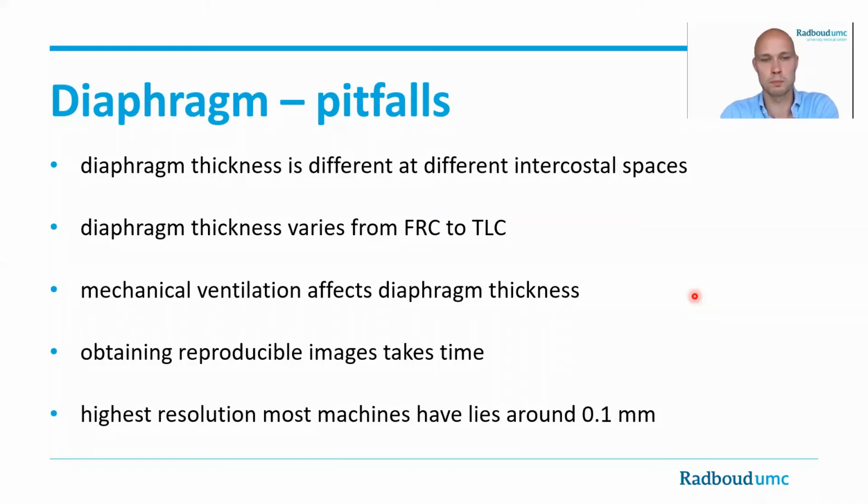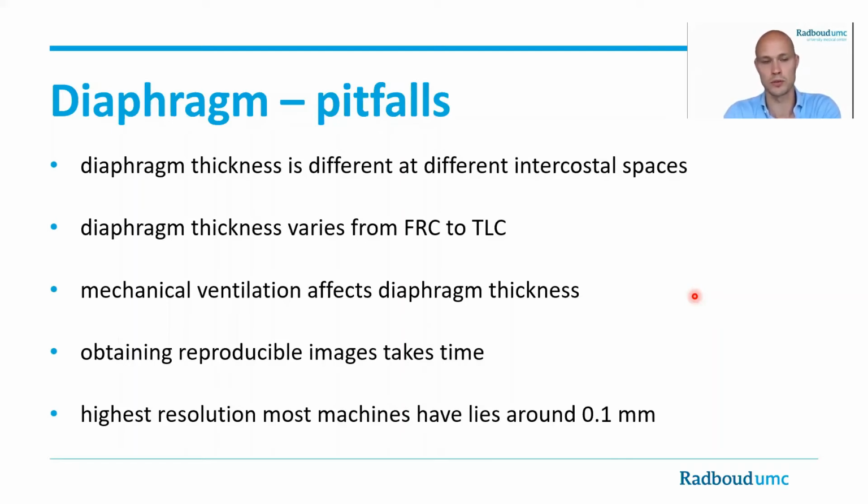There are some important pitfalls when performing diaphragm ultrasound. For example, diaphragm thickness is different at different intercostal spaces, so you have to take this into account, for example, when you standardize your protocol, and of course the thickness varies at different lung volumes. And importantly in ICU patients is that mechanical ventilation of course affects diaphragm thickness.